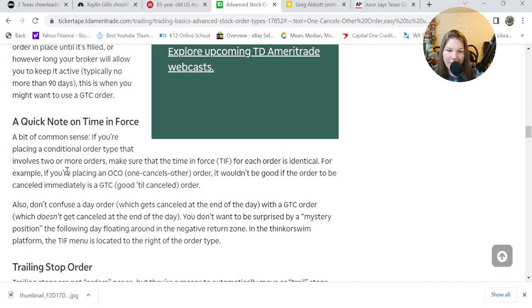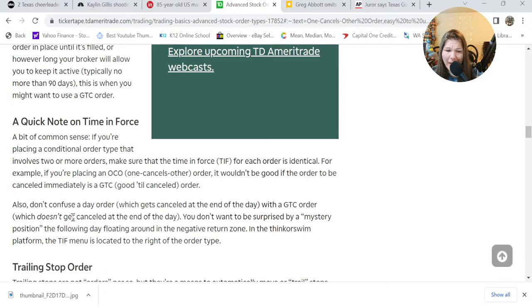A quick note on time in force. A bit of common sense. If you're placing a conditional order type that involves two or more orders, make sure that the time in force for each order is identical. For example, if you're placing an OCO order, it wouldn't be good if the order to be canceled immediately is a GTC, right? Good until canceled. Well, then it's going to cancel. Also, don't confuse a day order with a GTC order, which doesn't get canceled at the end of the day.